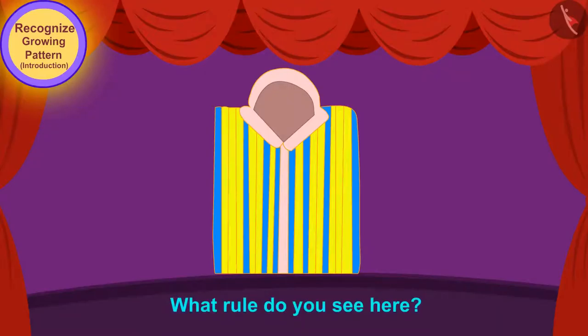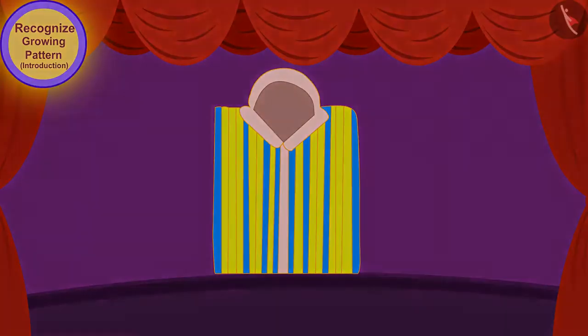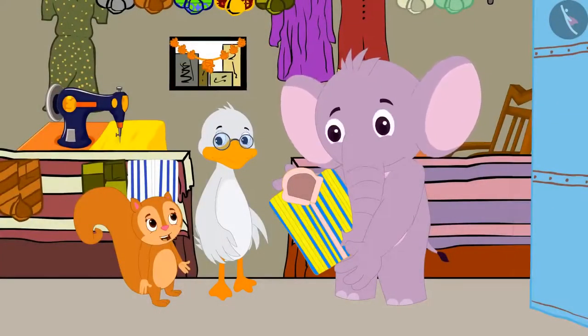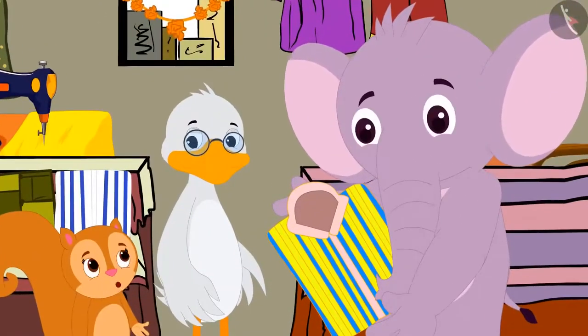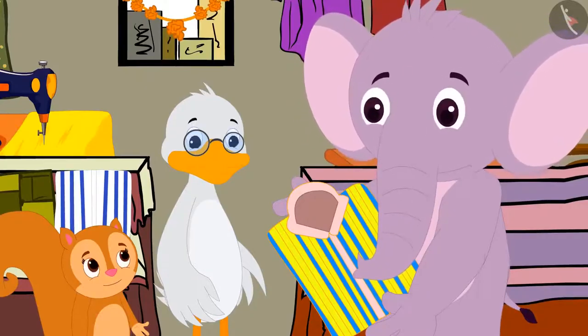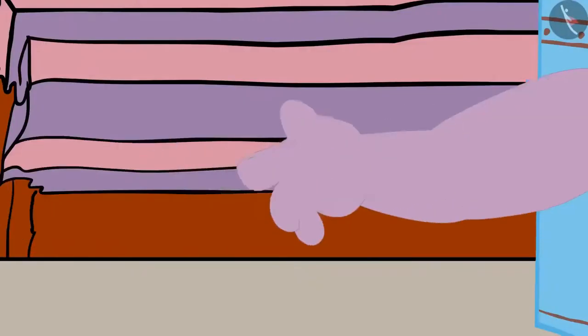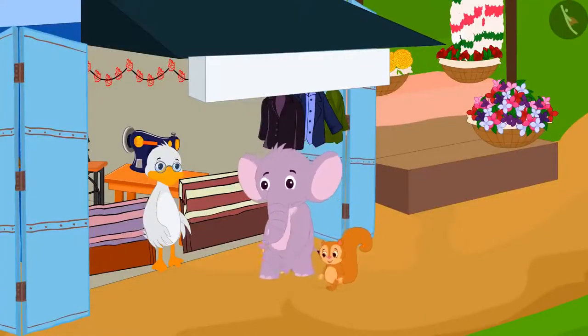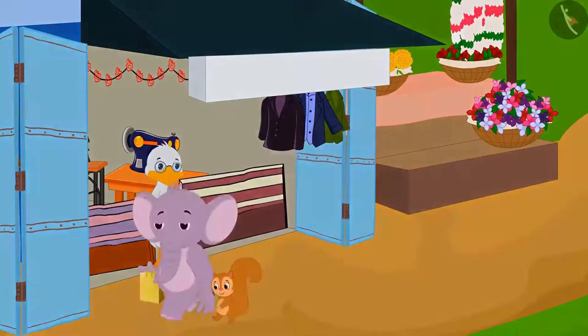Exactly. Every time there is a blue line, the number of yellow lines keeps increasing in the pattern. Chanda also explained to Appu the growing pattern on the shirt. Appu quickly understood. He also liked that shirt very much. Appu bought that shirt and both of them walked towards Appu's house.